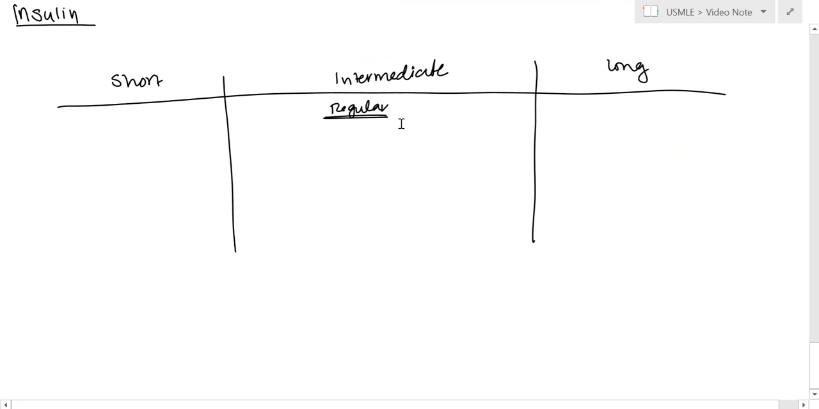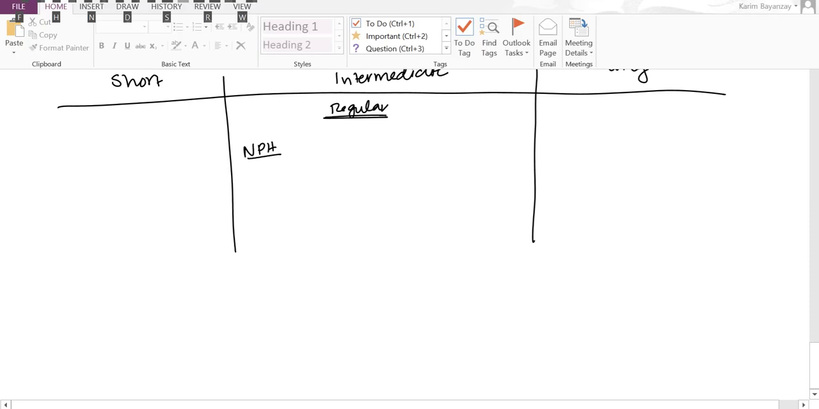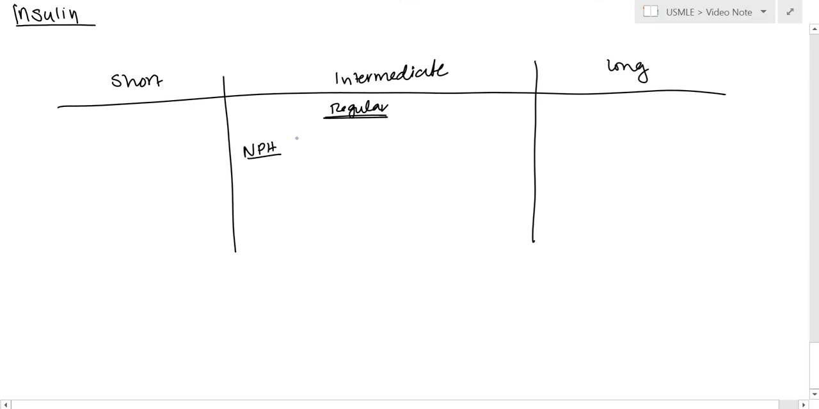Now, one that's considered intermediate is going to be NPH. NPH stands for neutral protamine progesterone, and this is going to be a little longer than regular, but it's not going to be considered a long-acting one. This is given only subcutaneous. Cannot give it IV, so it's pretty much useless for diabetic ketoacidosis when you need it really, really fast. And the other one that's also going to be regular acting is going to be Lente.